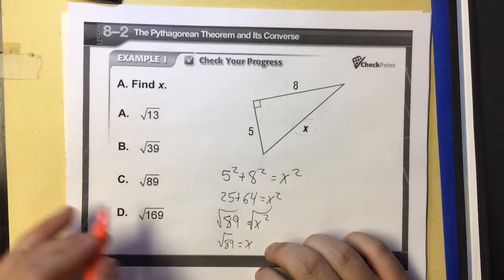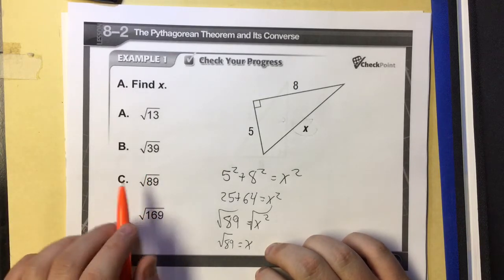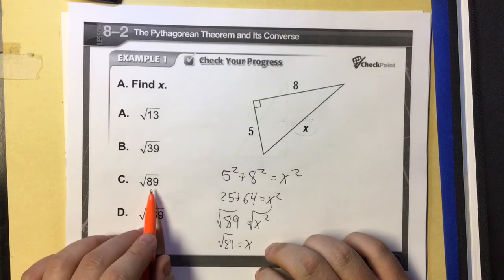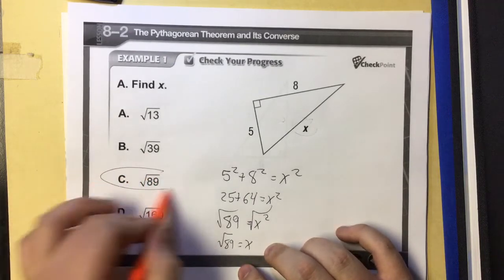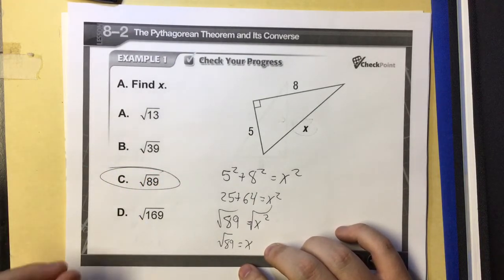89 is not a perfect square. 81 is, which is lower than it. 100 is, that's bigger than it, so it's not a perfect square, and it doesn't have any perfect square factors. So C is our answer.